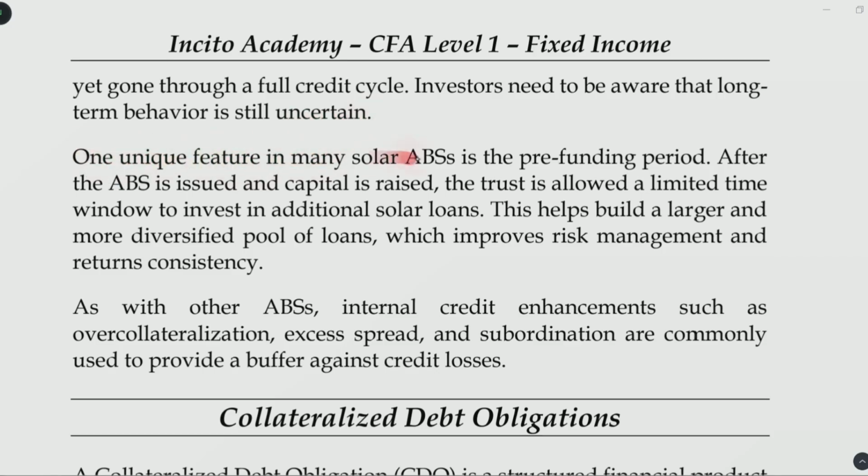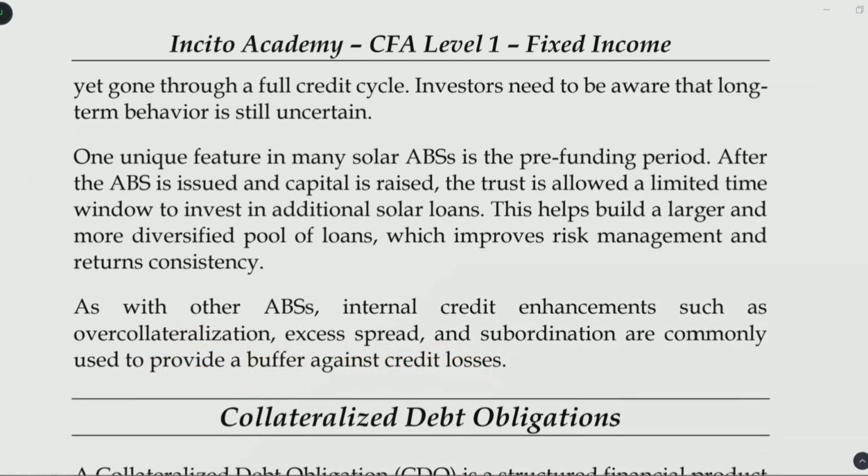One unique feature in many solar ABSs is the pre-funding period. After the ABS is issued and capital is raised, the trust is allowed a limited time window to invest in additional solar loans. This helps build a larger and more diversified pool of loans, which improves risk management and returns consistency. As with the other ABSs, internal credit enhancements such as over-collateralization, excess spread and subordination are commonly used to provide a buffer against credit losses.